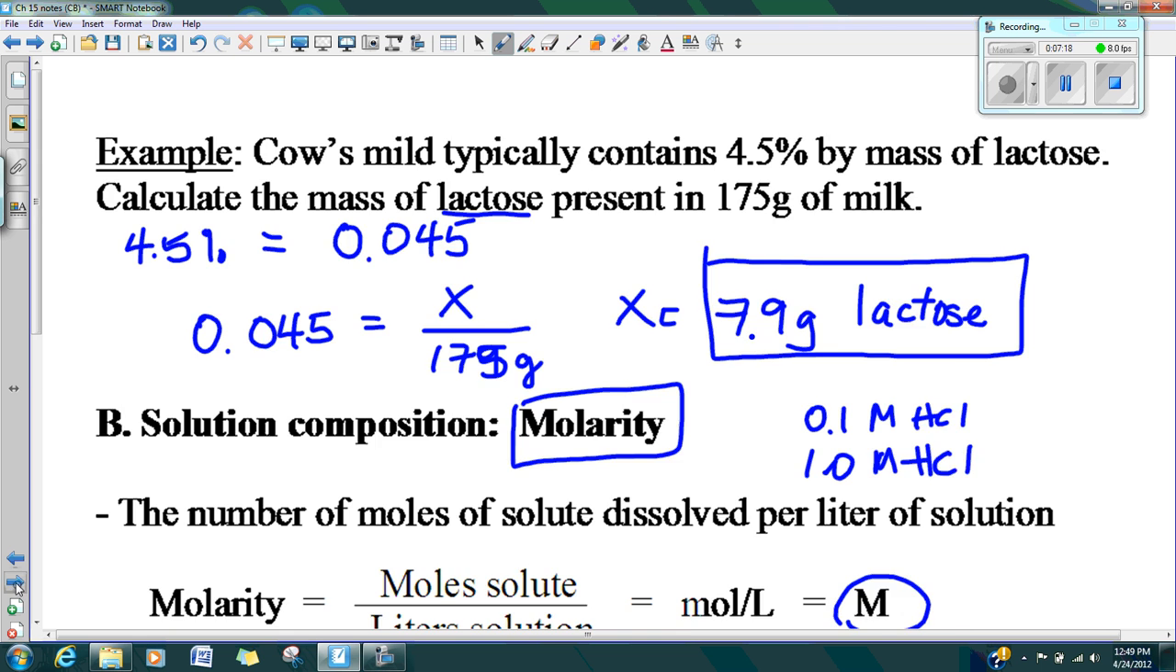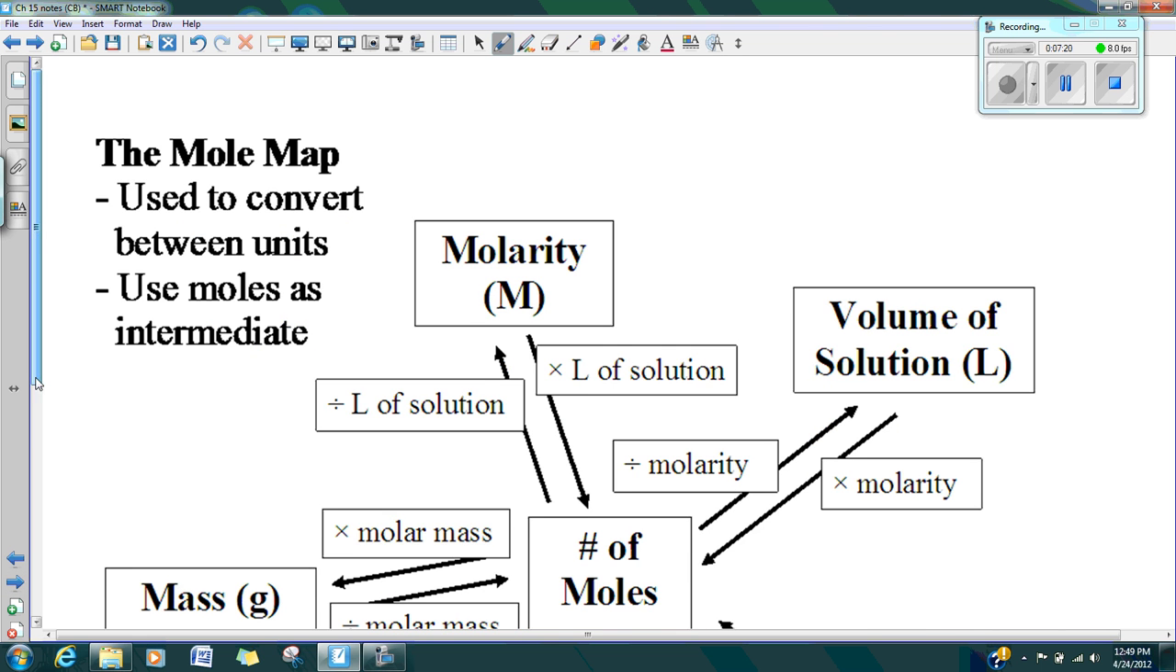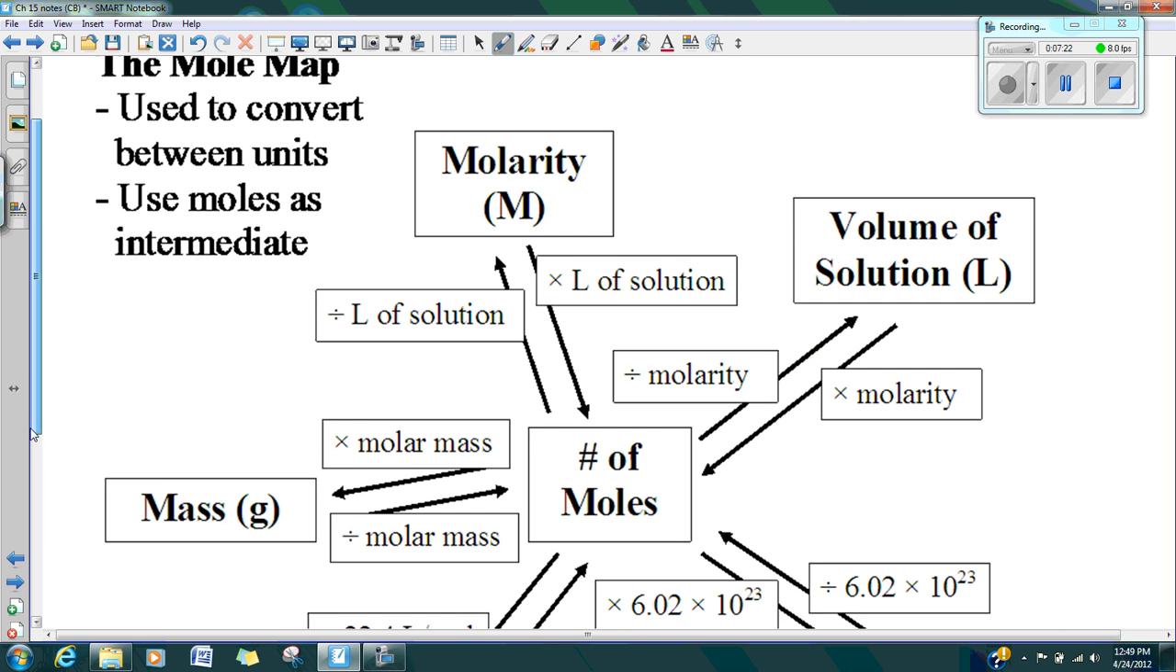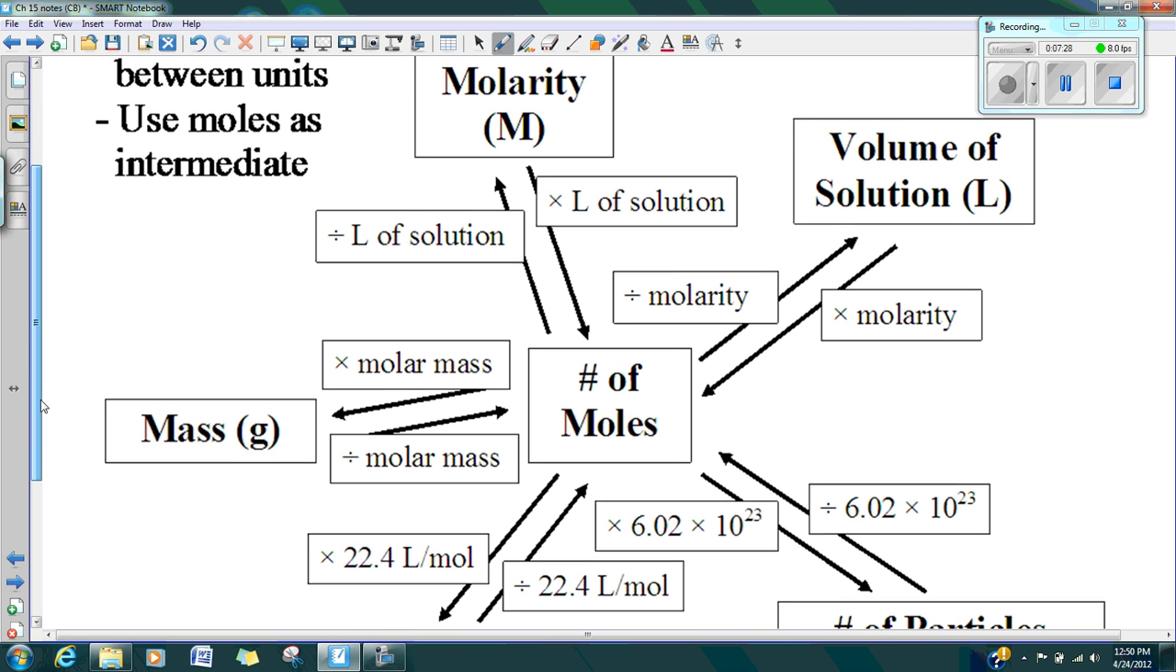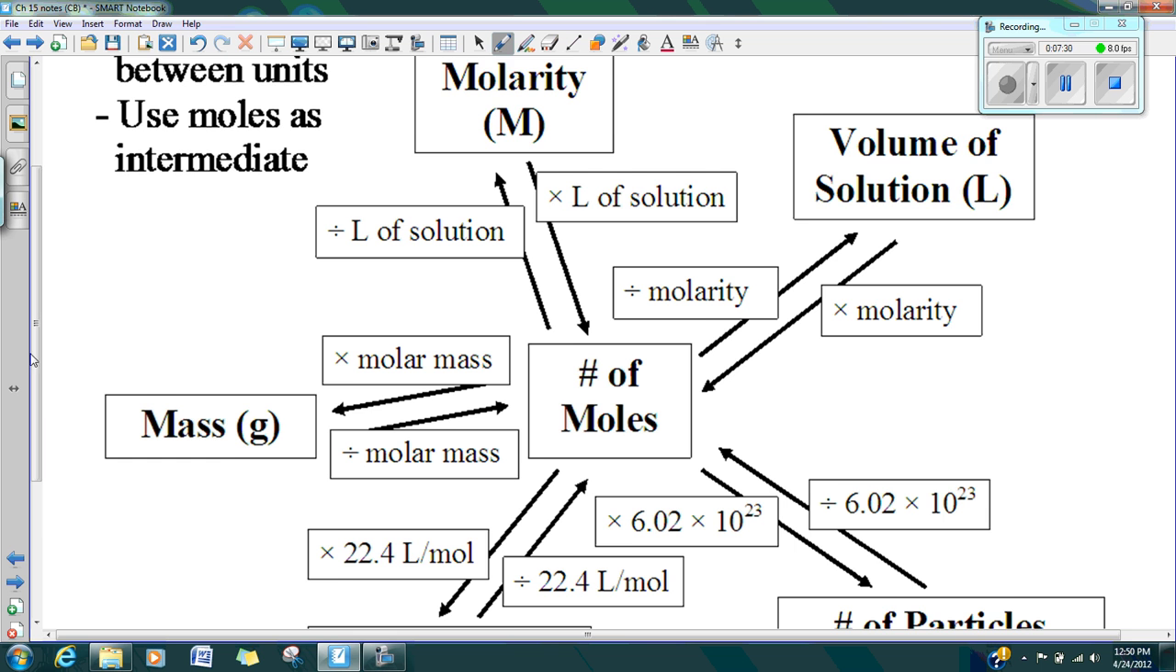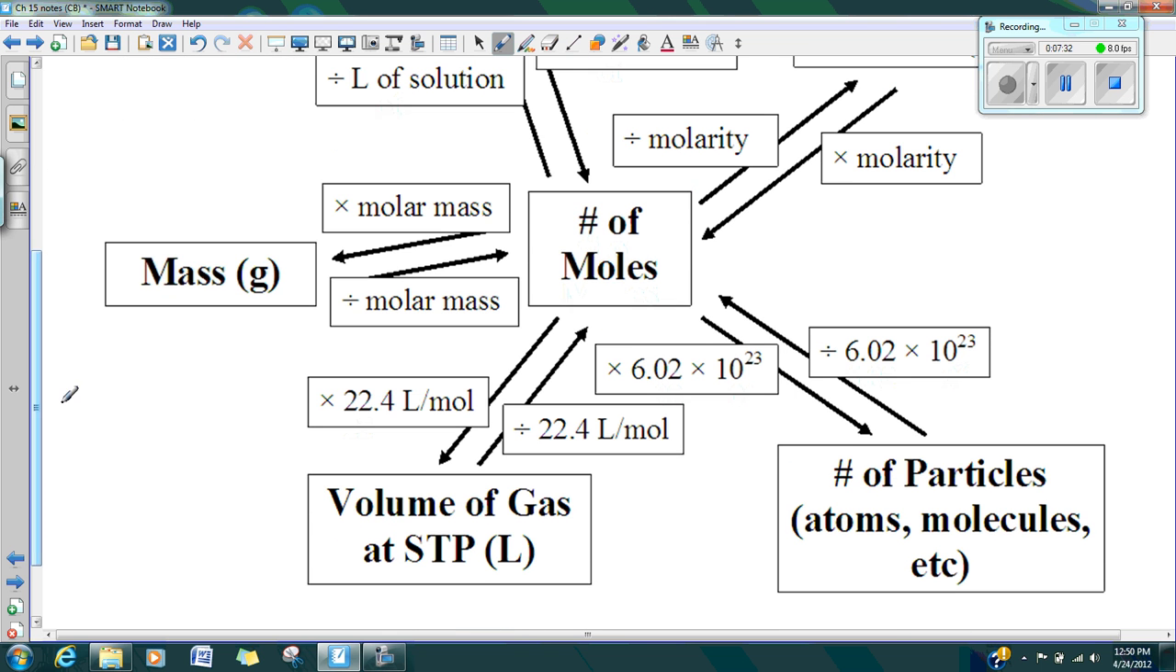So if we take a look at the molarity, you guys are going to be using your mole maps. Pay attention to them. You can see that if we have liters of the solution, you can see molarity that's there. Also volume of solution. Again, pay attention to how to go from grams to moles and moles to grams. This should help you out for any questions that you have on your mole map.